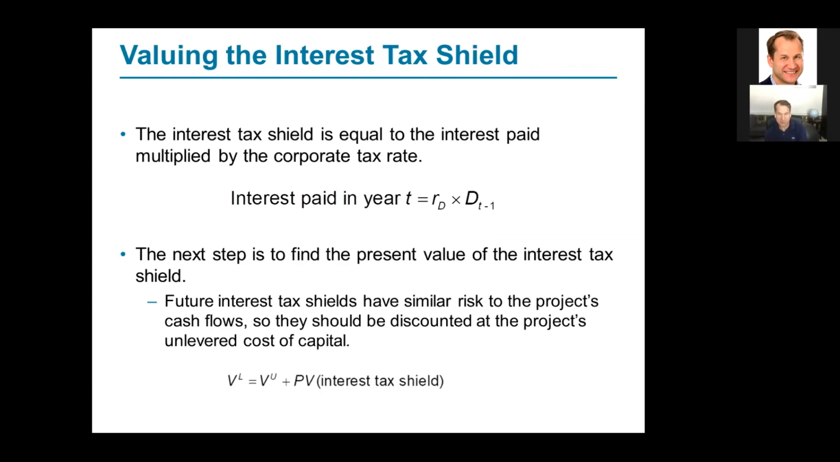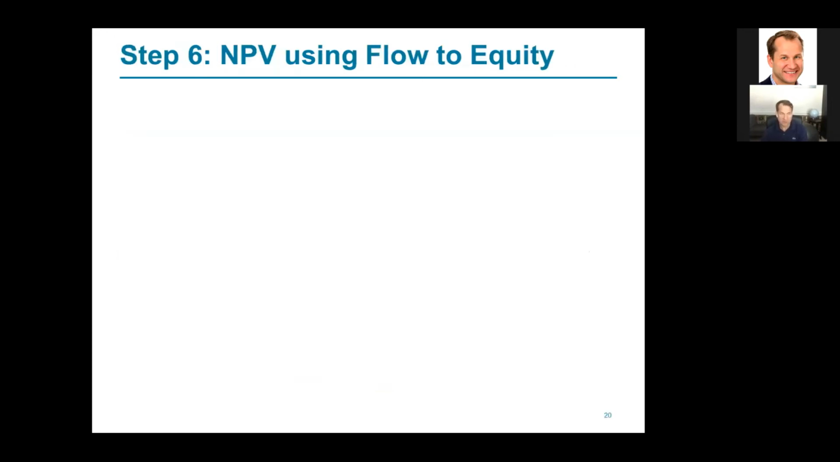And then we multiply it by the tax rate and get the tax shield, and the present value of that tax shield is added to the unlevered value in the final step. So let's do that together in Excel.